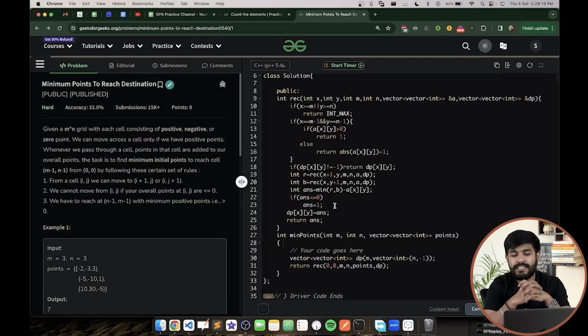And the time complexity is that we are filling each value exactly once, and we are filling m multiplied by n values. So this time complexity is m multiplied by n, and we are using an auxiliary array of m cross n. So the space complexity is also big O of m cross n.